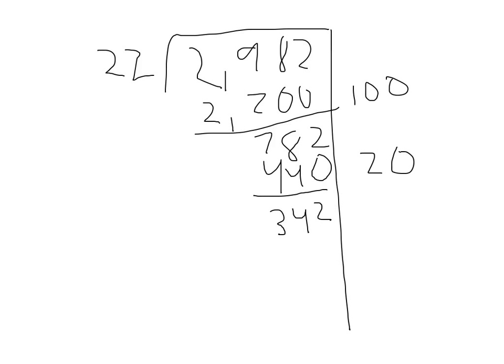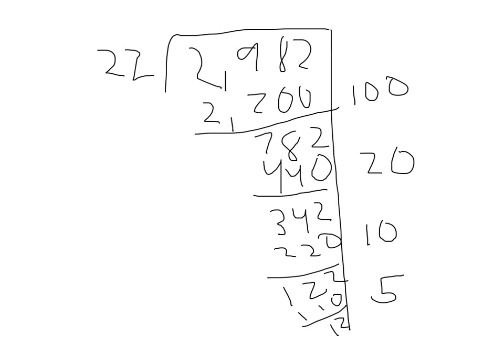Then 22 times 10 will be 220. We will be left with 122. Then we'll do 22 times 5, which is 110 with a remainder of 12. So our answer is going to be 100 plus 20 plus 10 plus 5, which is 135 remainder 12, but we won't do that.